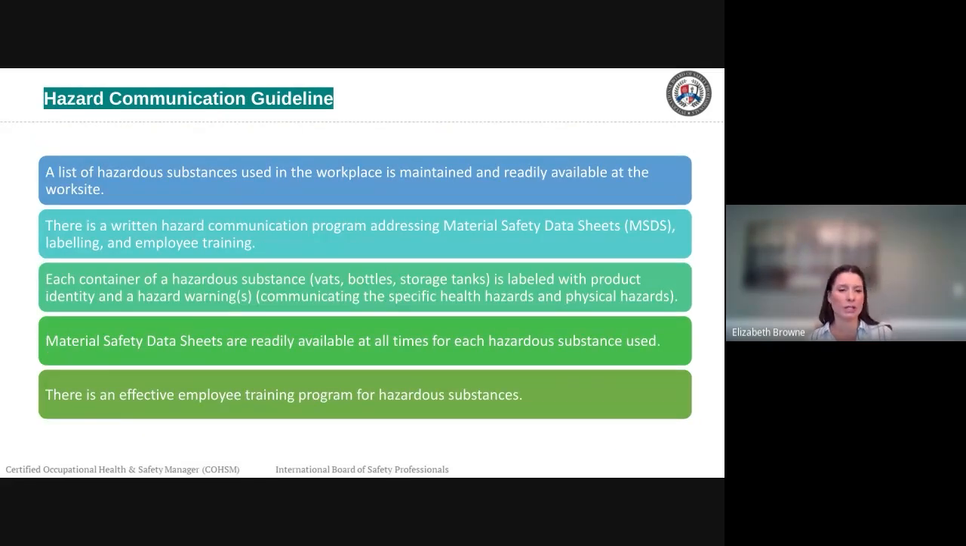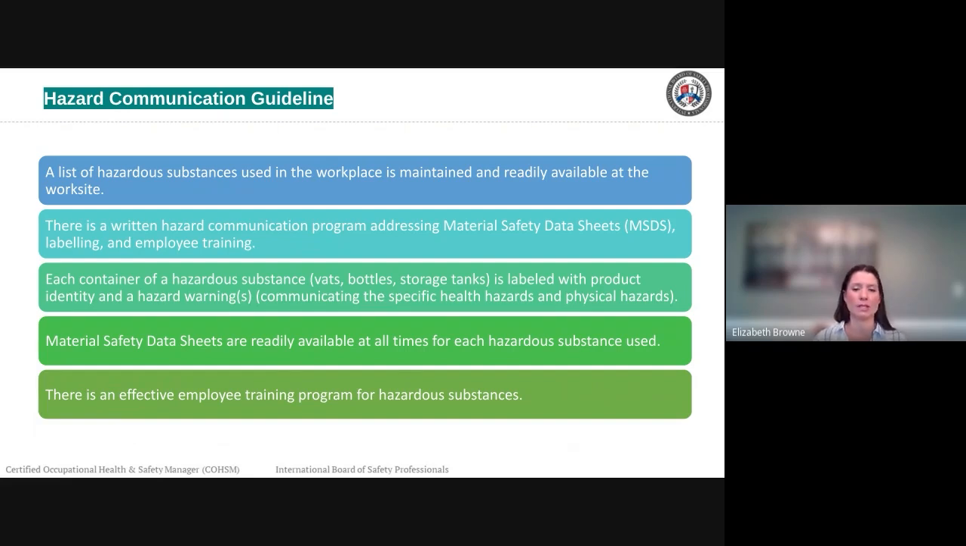Our hazard communication guidelines include a list of hazardous substances used in the workplace. So, maintaining a chemical inventory of your hazardous chemicals in the workplace, and ensuring we have a written hazard communication program that addresses the use of safety data sheets, labeling of chemical containers, and how we conduct employee training. Each container of hazardous substances must be labeled at all times, identifying the product identity and hazard warnings that communicate the specific health and physical hazards.